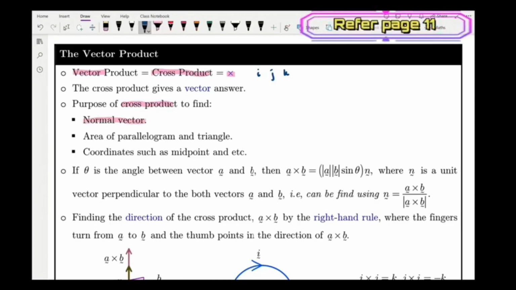Apa dia normal vector? Normal vector adalah satu vektor yang perpendicular terhadap vektor yang lain. Contoh, kita ada vektor A dan kita ada vektor B. Okey, kita ada vektor B. So, inilah yang kita panggil vektor normal.